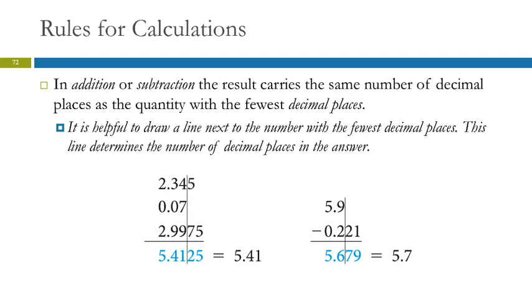So let's look at why that rule is. Well, in this number, we're assuming these are measurements, 2.345, which is the uncertain digit? It's always the last one. So the uncertain digit there is the 5. I'm going to underline the uncertain digit. That's the last sig fig. In 0.07, what's the uncertain digit? The 7. And in 2.9975? The 5 is the last one.